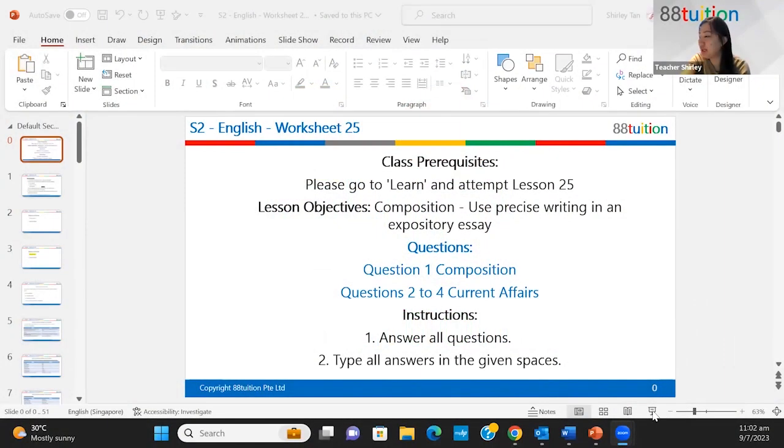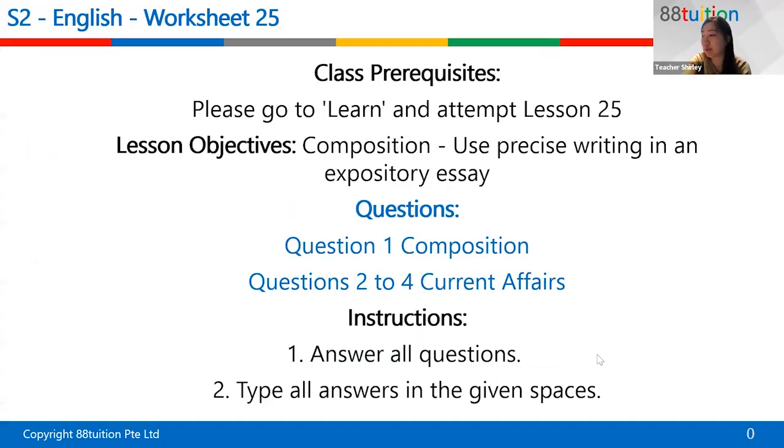Right. Today's focus is going to be on precise writing, using precise writing in an expository essay. So in this case, when we're talking about precise writing, we are trying to be as concise as possible and straight to the point. Usually for narrative, maybe not so much, but in terms of expository, we want to be as precise as possible because we do not want to beat about the bush. Okay, and then we want our readers to be able to know exactly what you are writing about.